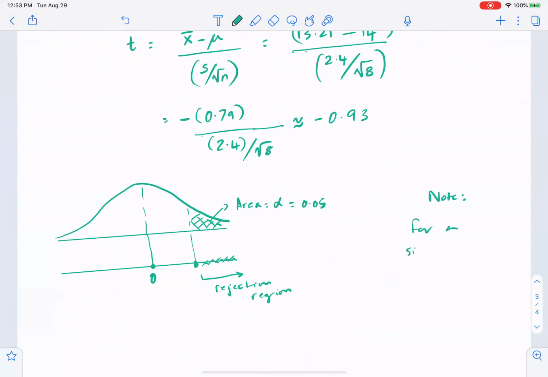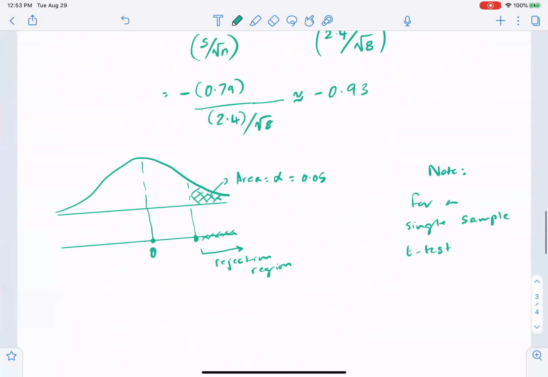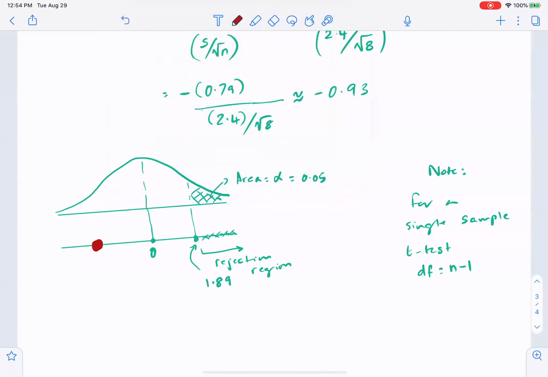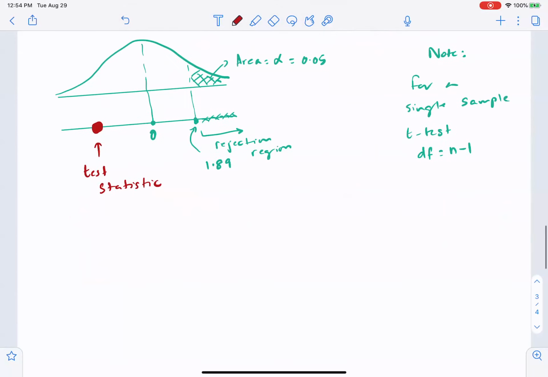for a single sample t-test, df is n-1. Earlier, I mentioned that depending on the test, the formula for df will change. So for a single sample t-test, the df is n-1. So we put it in the calculator, we end up getting 1.89. That would be that number. Well, my test statistic is way over here. Obviously, it is not going to fall in the rejection region.